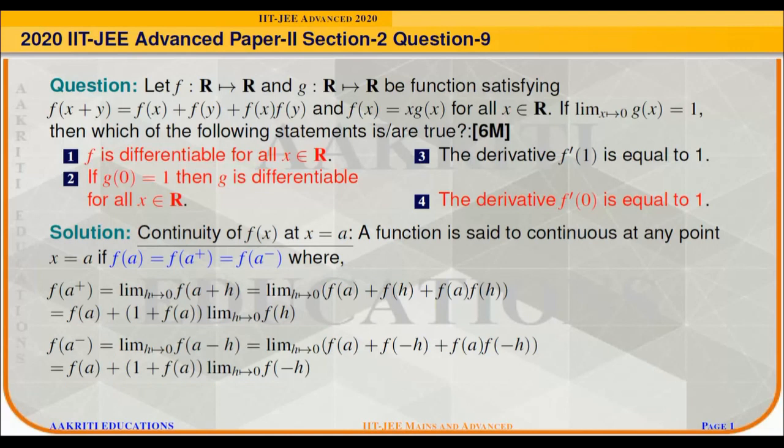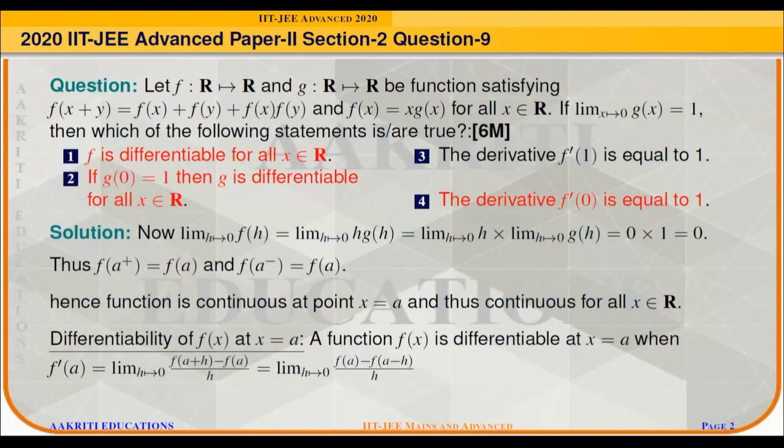Both the limiting values of the function depend upon the value of limit h goes to 0 of f(h), which can be found using the definition f(x) = x g(x). So limit h goes to 0 of f(h) is equal to limit h goes to 0 of h times g(h). On further simplifying, we will get the value as 0. By substituting the value, we will get f(a+) equal to f(a) and f(a−) equal to f(a). Since both the values are equal, the function is continuous at point x = a.